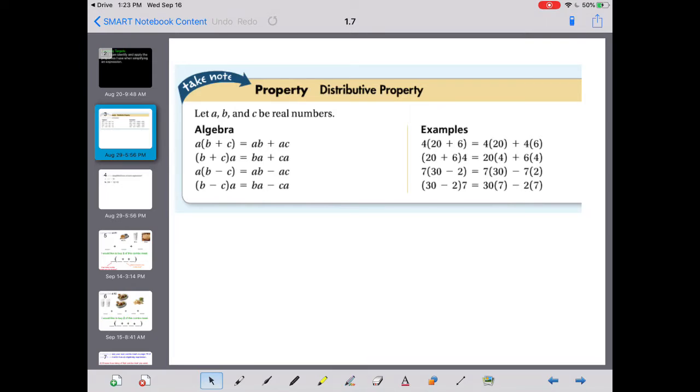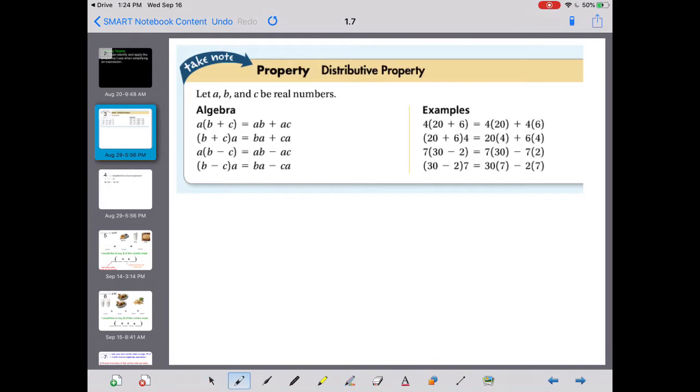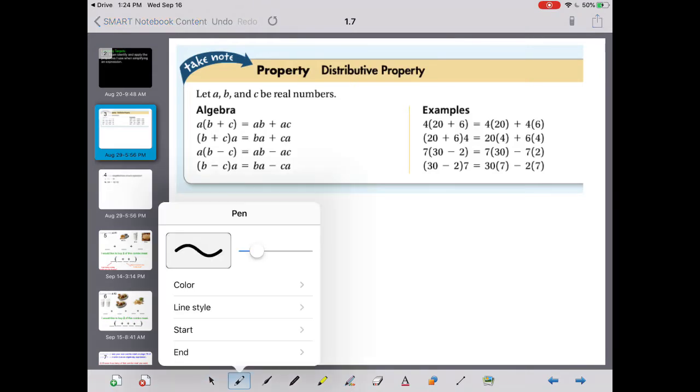Okay, so the distributive property doesn't have a very good word definition, but what we're actually doing when we use the distributive property is that we're sharing equally with everything. So we're sharing whatever is on the outside of the parentheses equally with everything that's on the inside of the parentheses. For example, we'll look at this top one.